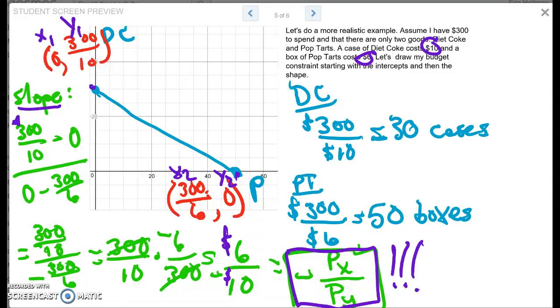We're going to end up using this a lot. So the slope of a linear budget constraint is always negative Px over Py. Obviously, it's a negative slope. But put that in your notes. We're going to be using that quite a bit.